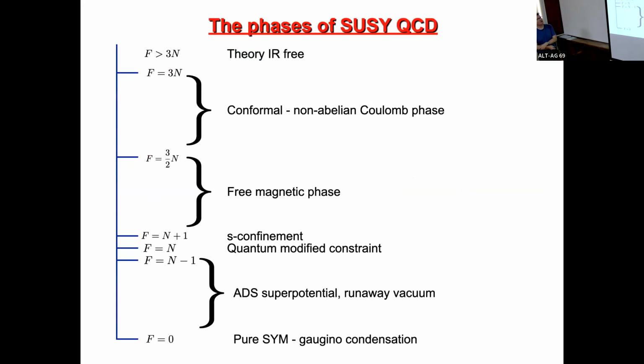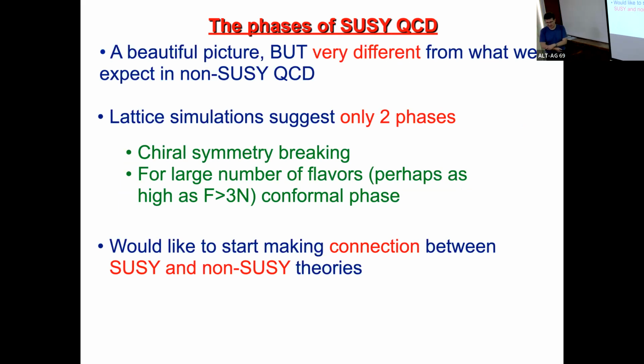All right. So that's the story of SUSY QCD. It's again a beautiful picture, but it's quite different from what we expect in non-supersymmetric QCD. As far as we know, lattice simulations only suggest two different phases. One is chiral symmetry breaking, like in QCD, SU(F) times SU(F) broken to the diagonal, with pions and so on. And for a large number of flavors there should be a conformal phase. I'm not sure exactly where that boundary is known, but it's at a pretty large number of flavors. It could be higher than the highest flavor number we can test in the supersymmetric case.